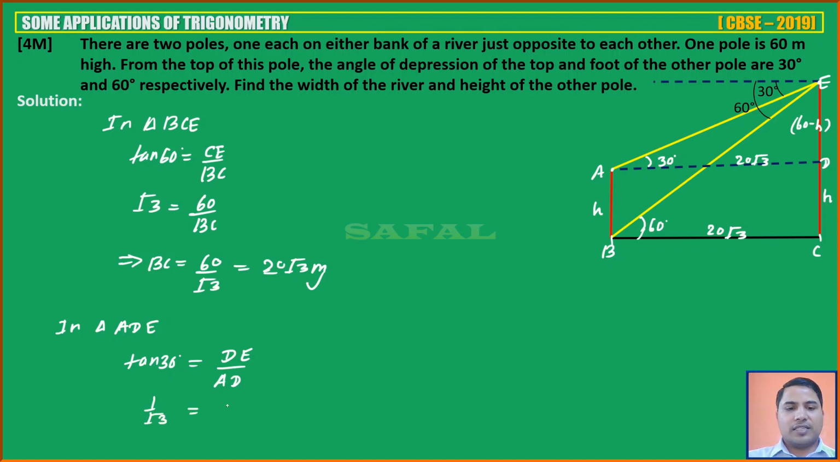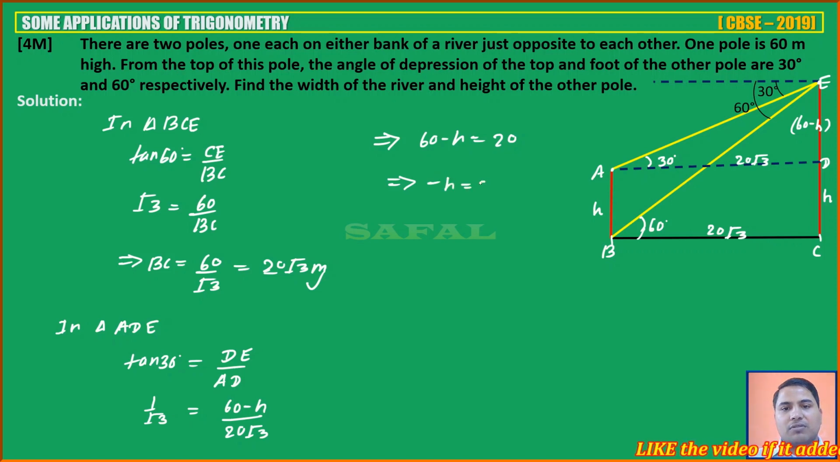Now DE is 60 minus H, correct? And AD is same as BC, just now we have found 20 root 3. So from here if I cross multiply, what will I get? Root 3 and root 3 will get cancelled. So I'll get 60 minus H equals what? 20.